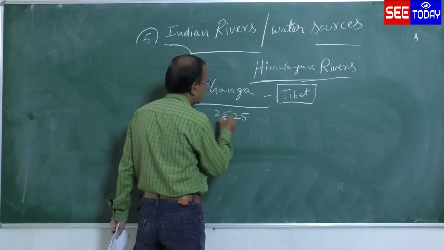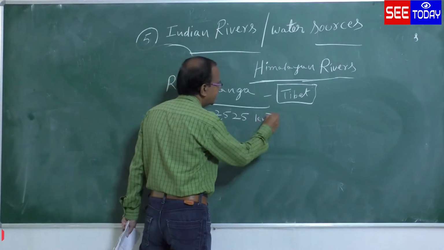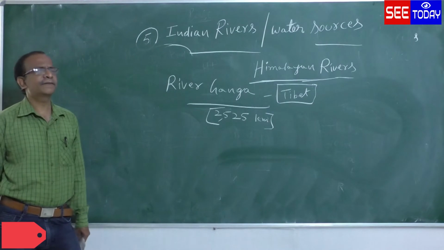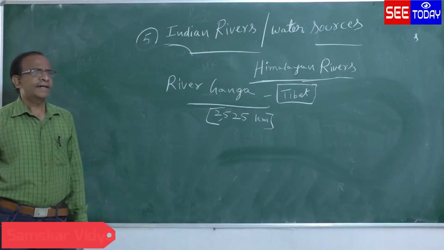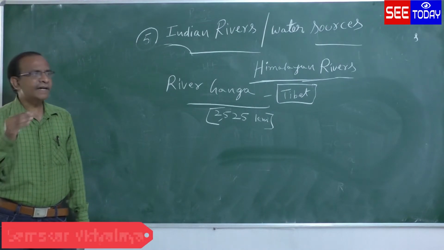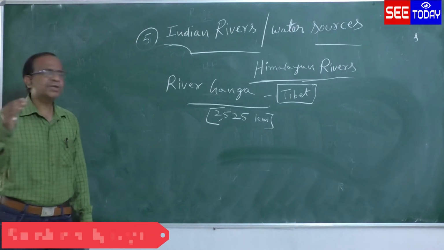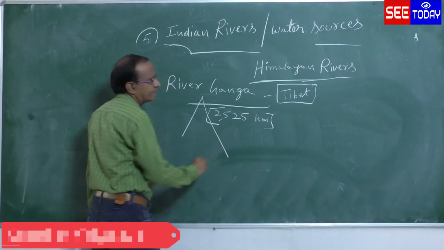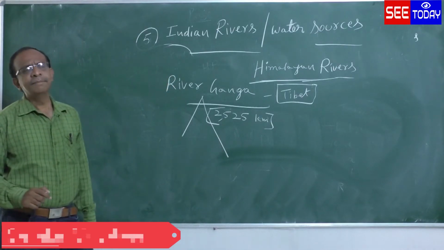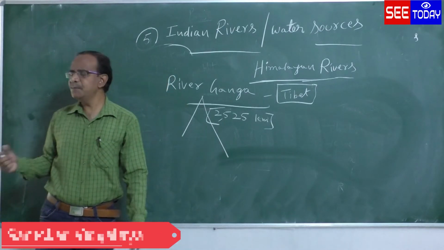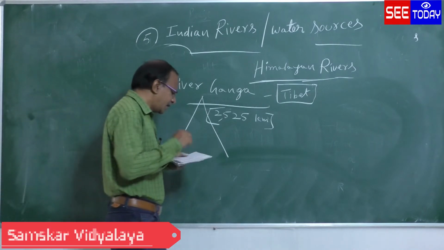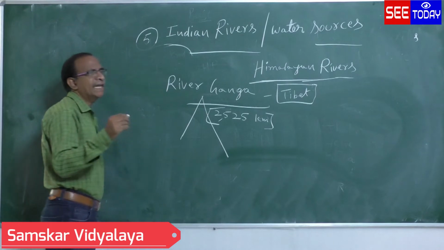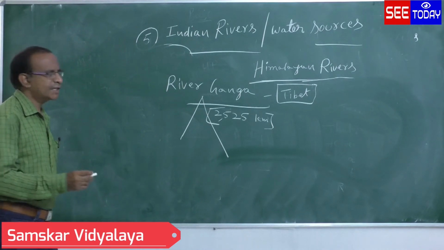2525 kilometers length. This river Ganga is flowing 2525 kilometers. And mainly this river Ganga has two main streams, and we have the base in two glaciers.